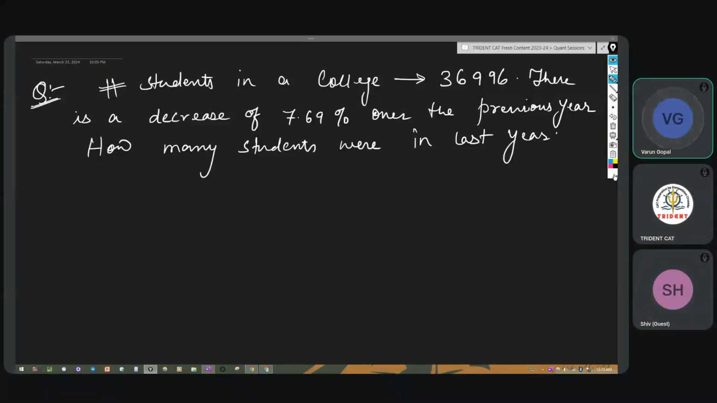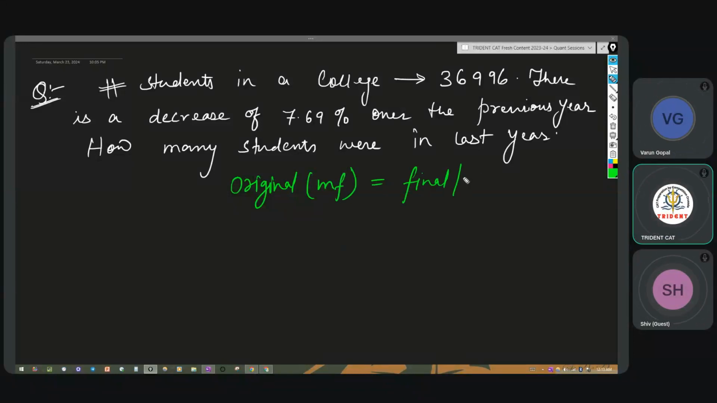Same algorithm, guys. How many students were there last year? Last year, okay. That means into 13 by 12. No, it's not going to be that. I'm not going to say, you guys will tell me. Original into the MF is the final number.